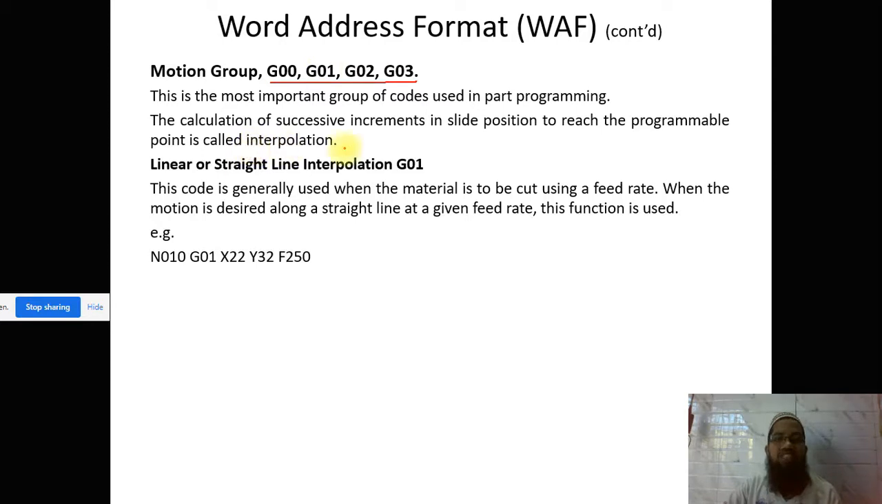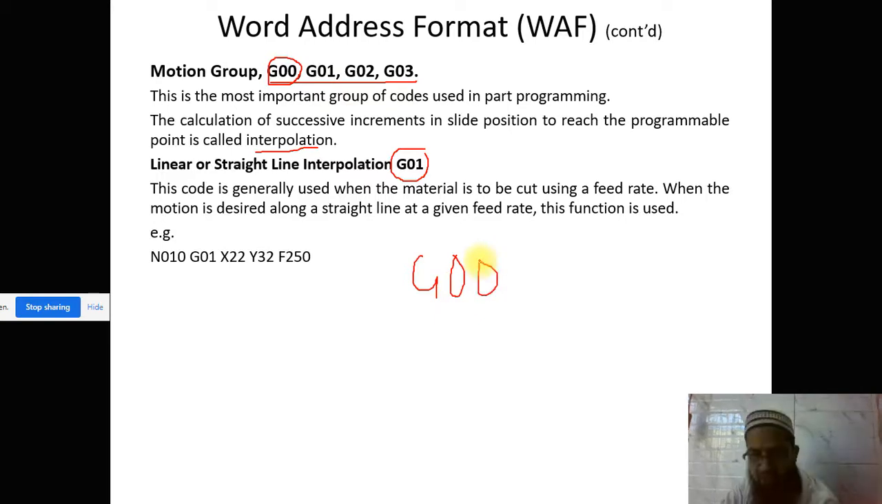The calculation of successive increments in slide position to reach the programmable point is called interpolation. The first code is G01. It is very important. And G00 is also important, but G00 is always used to locate the tool. For the positioning purpose we are always using G00. G00 is always used for the positioning purpose.